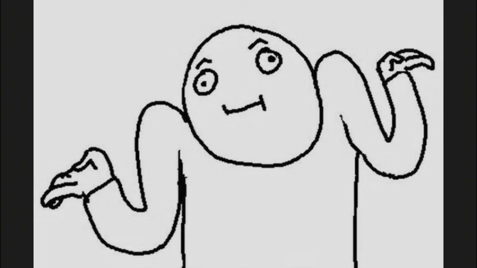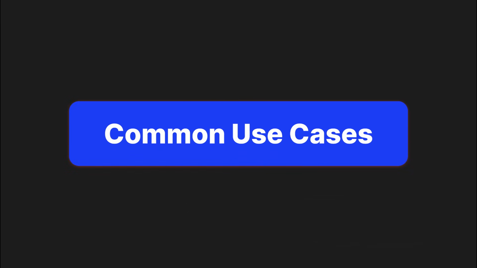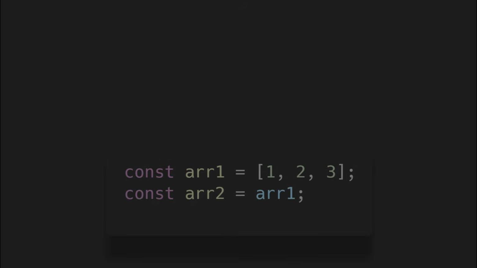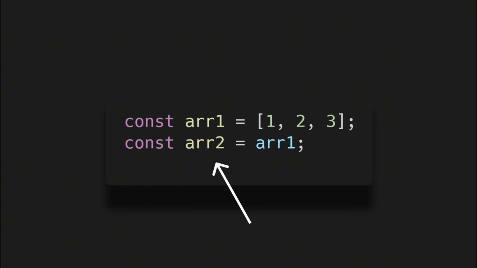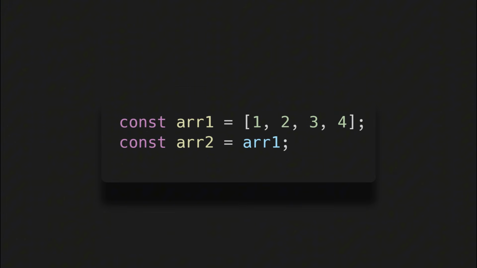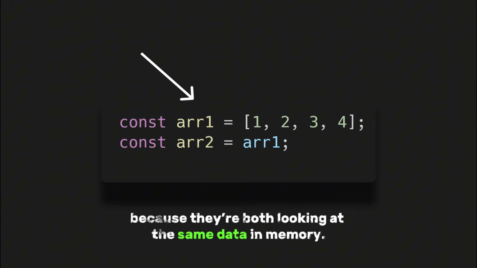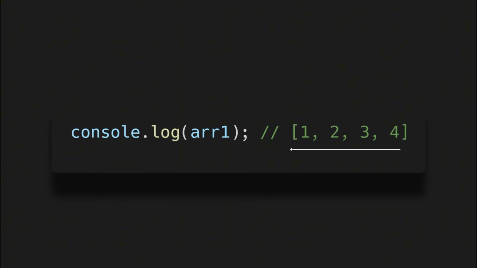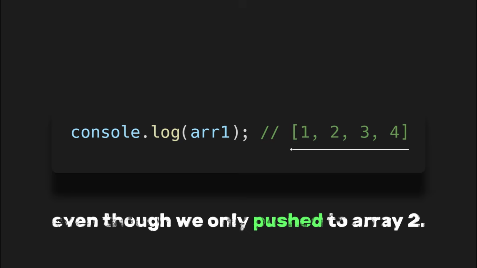So, why does this matter? Let's go over some common situations where the spread operator really helps. The first one is copying arrays. Here's what most beginners do. Here, array 2 is not a separate copy. It's like saying, hey, array 2 is pointing to the same exact box as array 1. If you change array 2, like pushing an item, you also change array 1 because they're both looking at the same data in memory. If we log them, you'll see that array 1 got an extra number even though we only pushed to array 2.